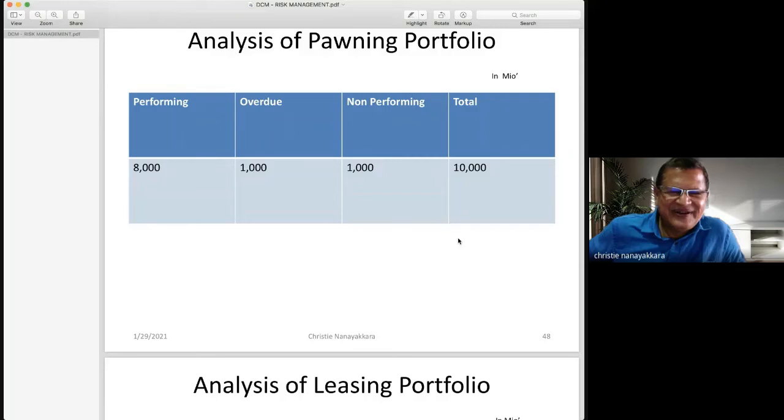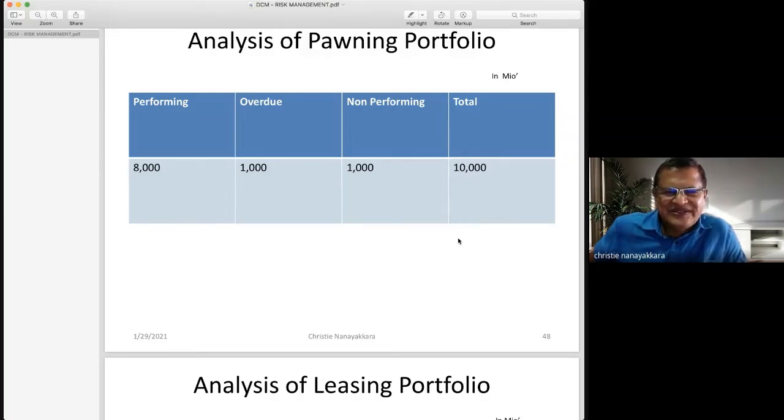out of which customers within that 1 year are 8 billion. Overdue is where the year has passed but they have not redeemed. So that comes to another 1 billion. Non-performing is if it is not redeemed, then you give 14 days notice and auction them.